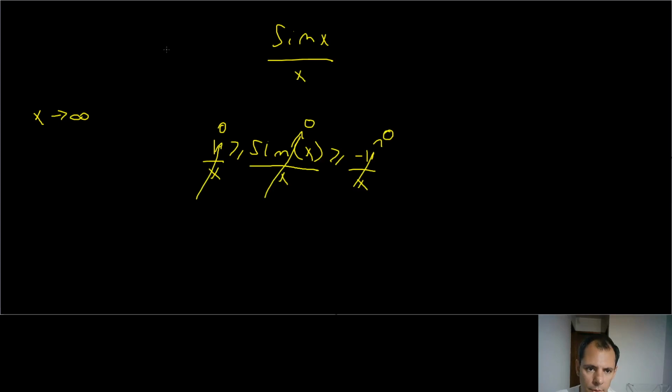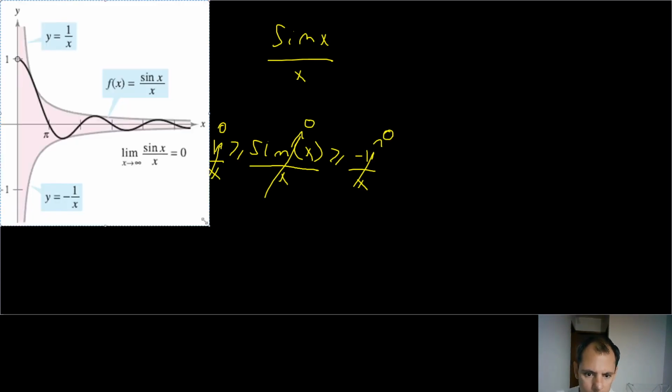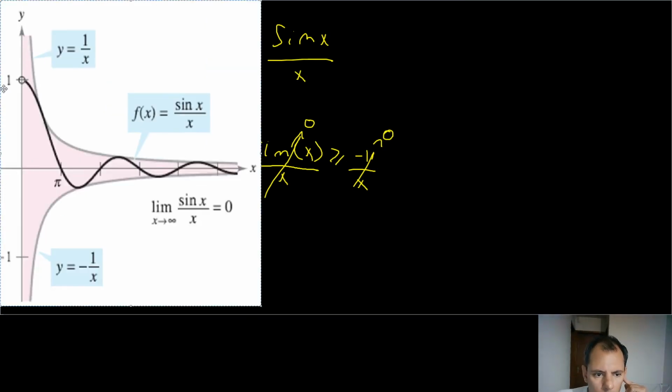I'm going to show you the graph. So the function in the middle, the first graph, the black graph, is sine of x divided by x. The top one is 1 divided by x, and the bottom one is minus 1 divided by x. And you can see that sine of x divided by x is sandwiched between the other two functions.